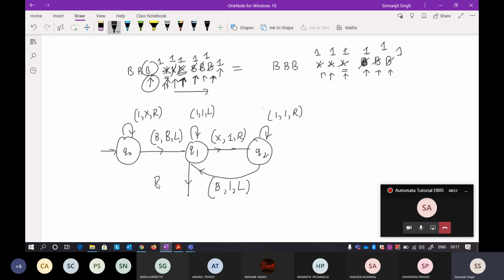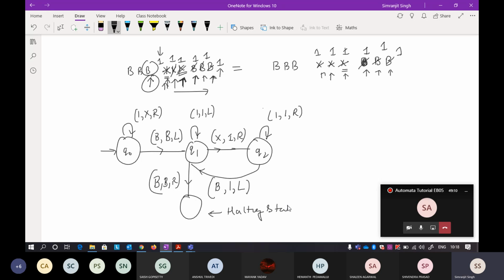Now when you get a blank, don't do anything, keep the blank as it is. You can move to the left or to the right, but I want to return to my pointer, so I will move a step towards the right, so my pointer will be there. Now this will be my halting state.